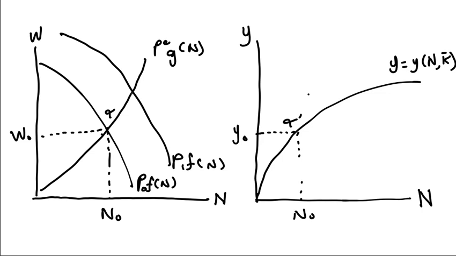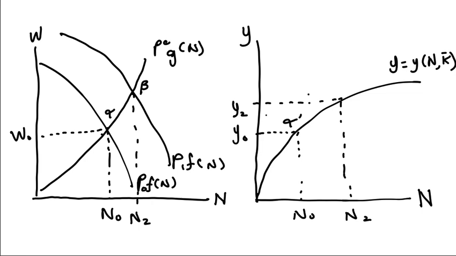Okay, so you can see employment increases from N0 to N2. So when employment increases from N0 to N2, here we have the new equilibrium point, we call it beta. Then we can also see it happens here in the production function, N0 to N2, and then output increases to Y2. Here we have an increase from alpha prime to beta prime.